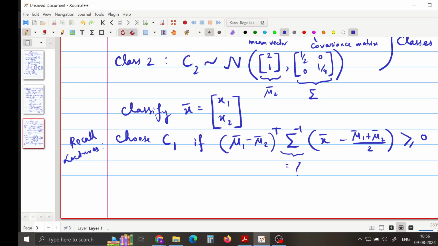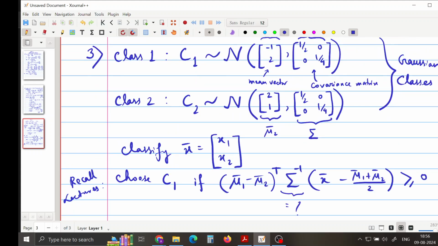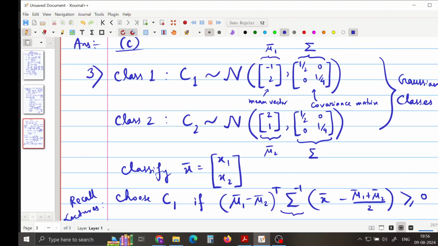So you see, sigma here is a diagonal matrix, right? Only the diagonal elements are non-zero, and the off-diagonal elements are zero. These are called diagonal matrices.